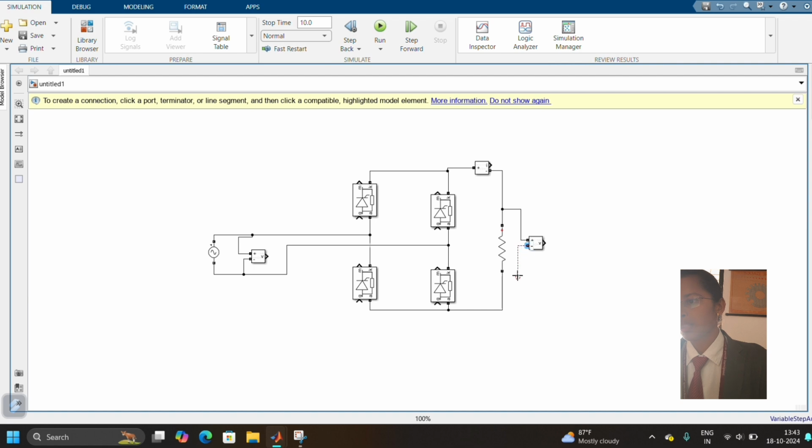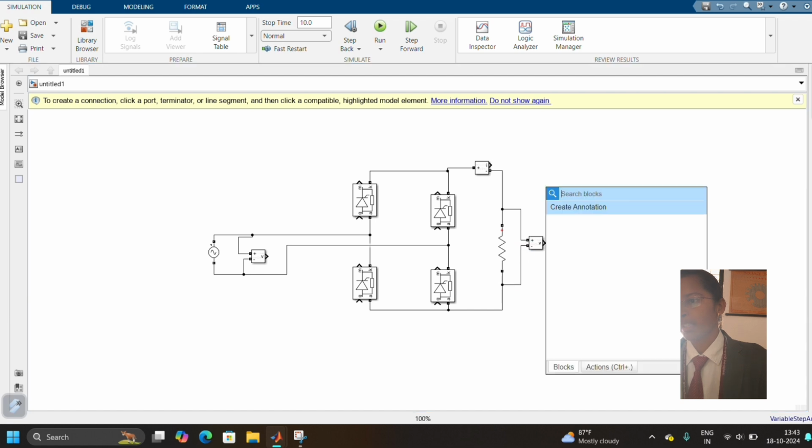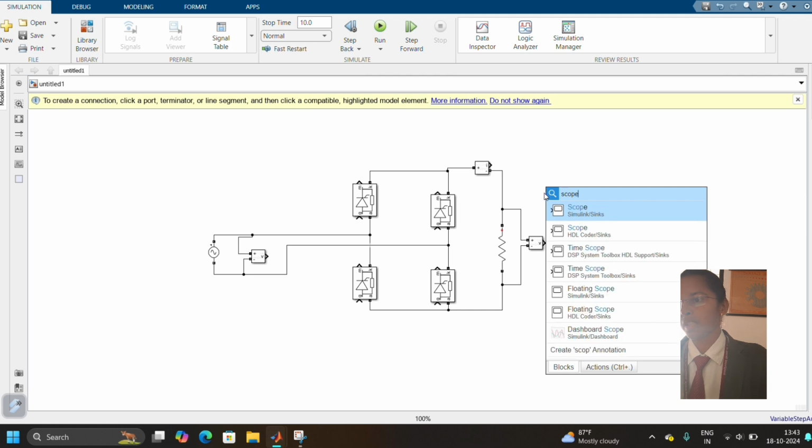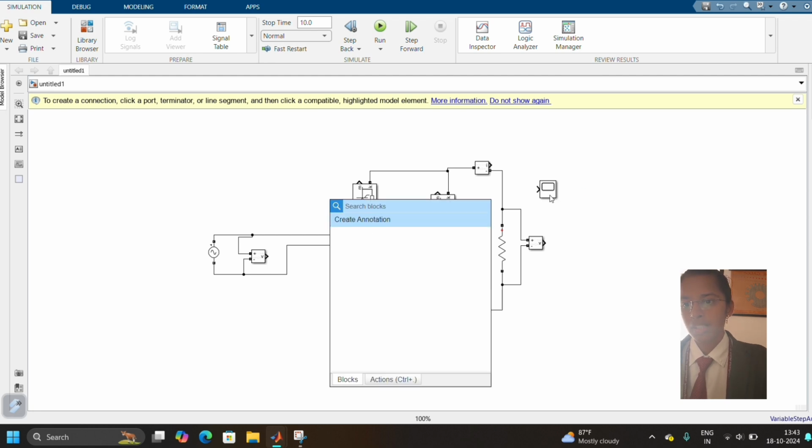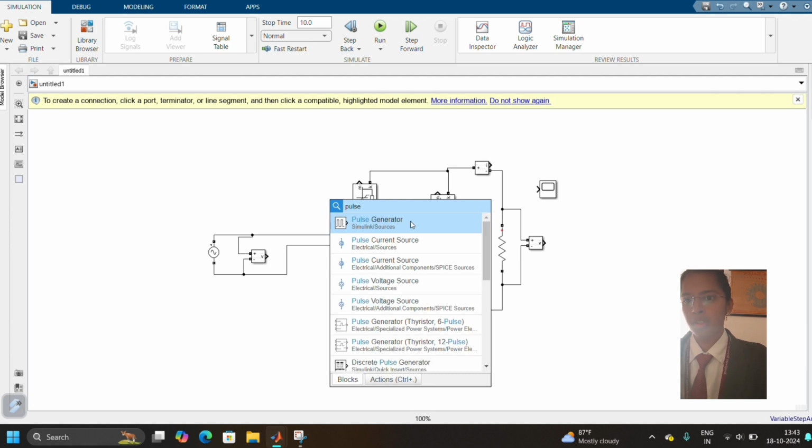Connect the voltmeter's positive terminal to the positive of the AC voltage source and the negative terminal of the voltmeter to the negative of the AC voltage source. Then connect the resistance. One terminal is to the ammeter and another is to this thyristor. Then connect this current measurement to this and the voltmeter in between the resistance. Then take a scope.